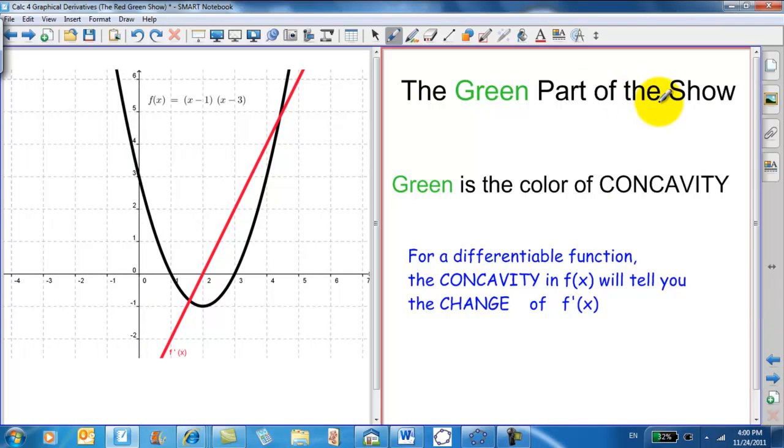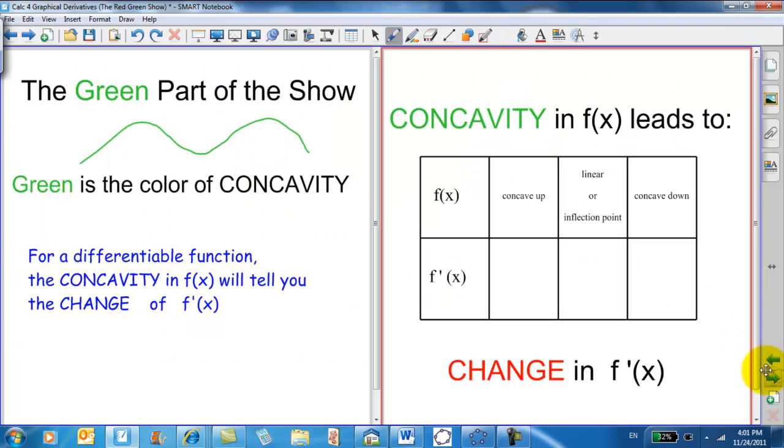Now the green part of the show has to do with the concavity. Green is the color of concavity, like the green rolling hills that you read about in The Great Gatsby. Okay? For a differentiable function, the concavity in f of x will tell you the change of f prime of x. So, if it's concave up, sometimes abbreviate that CU, or put a little happy face like this.